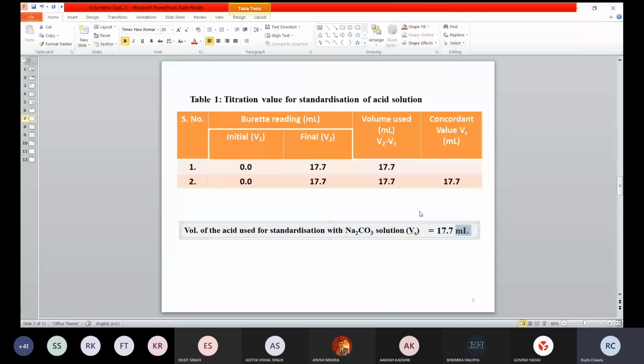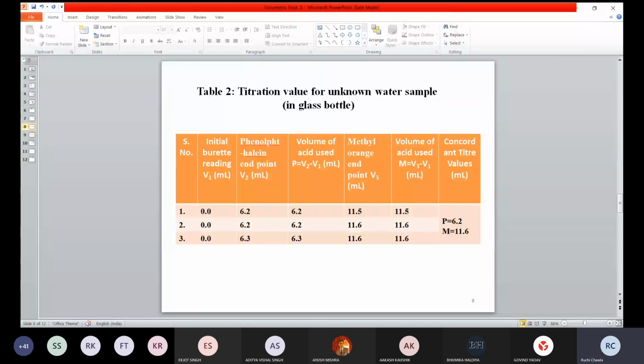Okay, now coming to table 2. So as you can see, in fact, it is the same table that you have seen the last time as well, but here you will be drawing 2 tables, one for the sample in the glass bottle and one for the sample in the plastic bottle. And as you can see, even the readings are varying. Note down the table and the data that have been provided, and from the data here, the final concordant titer values for P and M, tell me which type of alkalinity it is.